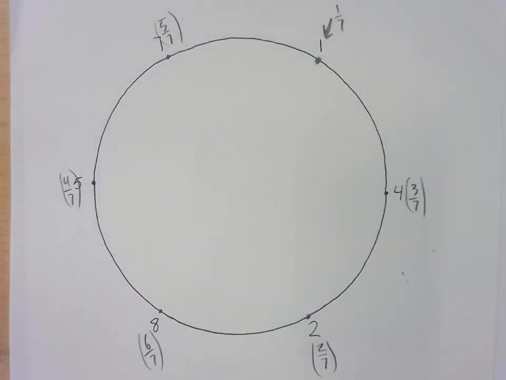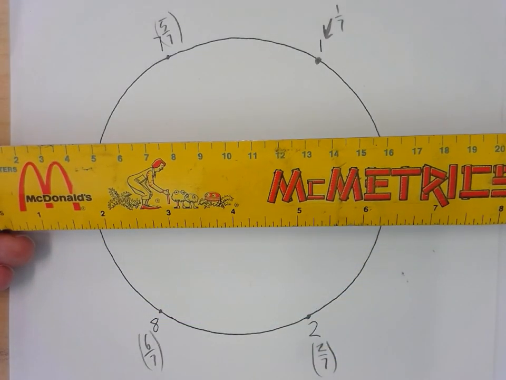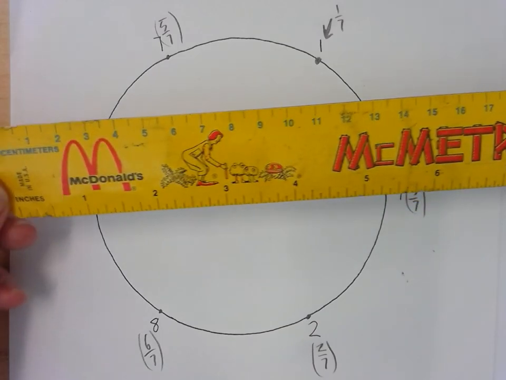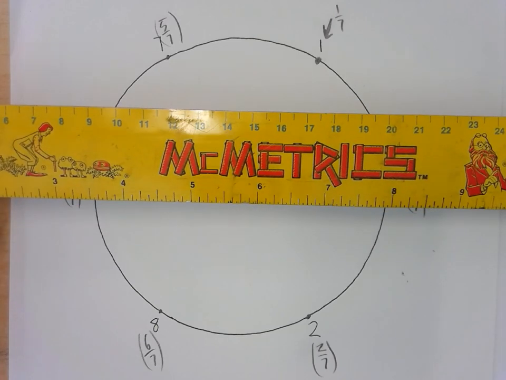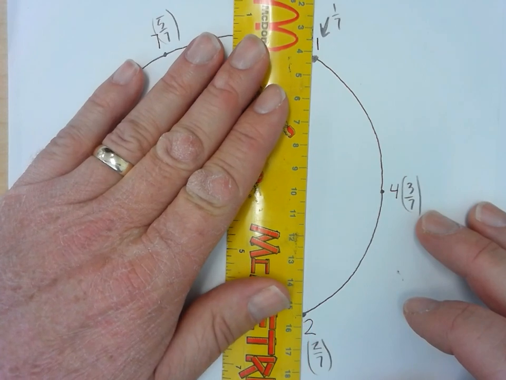So now we're going to connect these starting points. And the only way to connect anything is with the McRuler here, McMetrics. This is out of a Happy Meal or something from the 70s, and it's pretty cool. It's like, hey kids, metrics are cool. Anyway, we're going to connect these starting points, and look what happens.